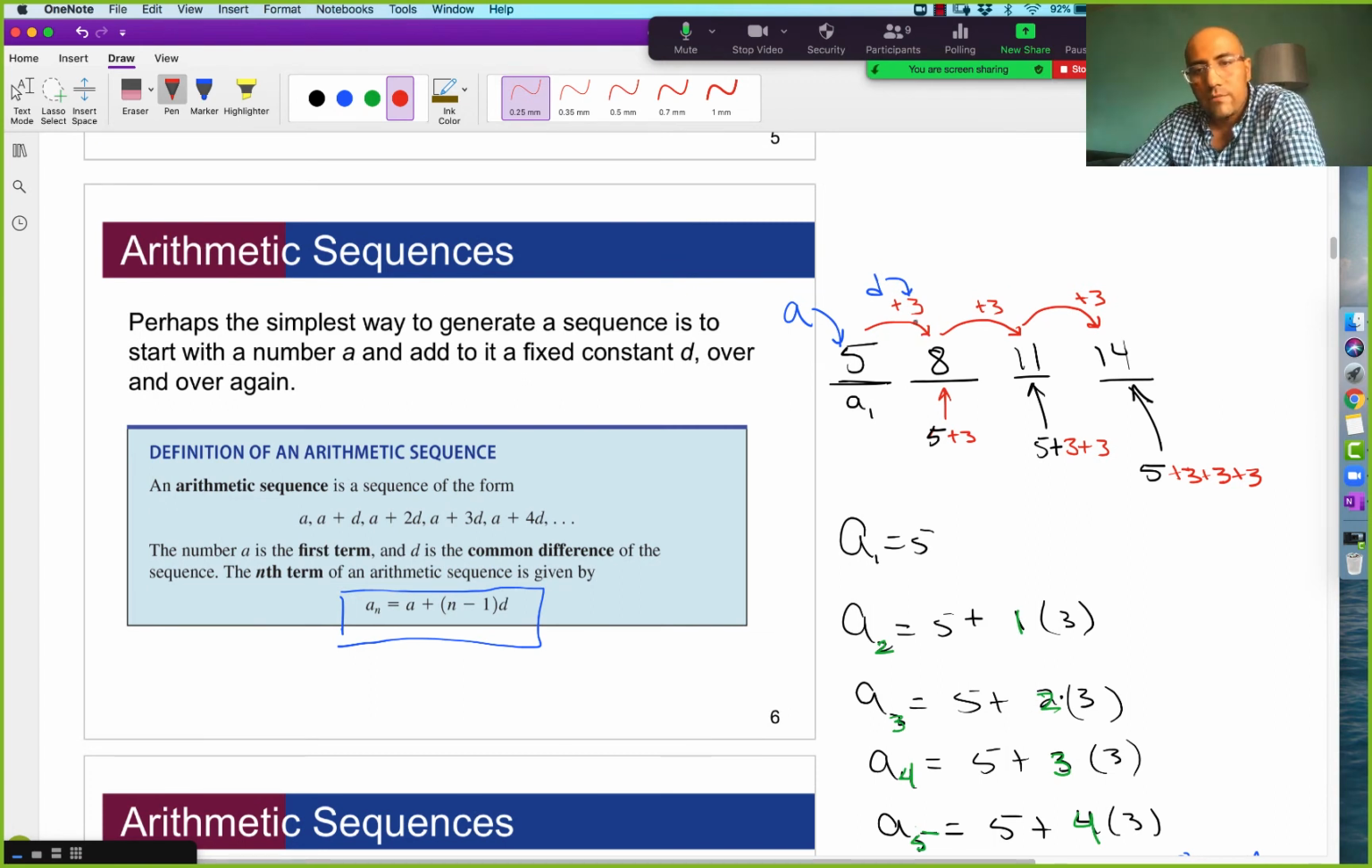Okay. I was growing by 3. It's always plus 3, plus 3. So here I would have gotten my common difference by taking 8 minus 5, or 3. Or I could have gotten my common difference by taking 11 minus 8, or 3. So it has to be in that order. Right? One minus the one that came before it, right? And that gives you positive growths.